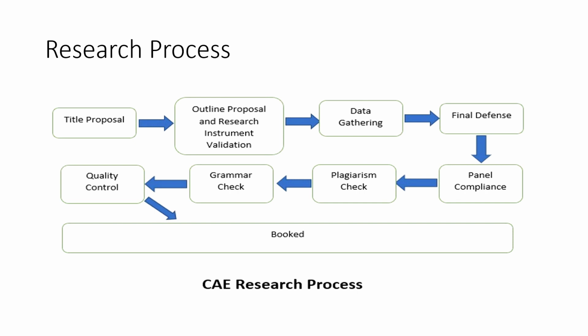After the plagiarism check is the grammar check, which is processed by your advisor. Then after the grammar check, your paper will undergo quality control. Then after quality control, your paper is ready for booking. Okay, so that's all.